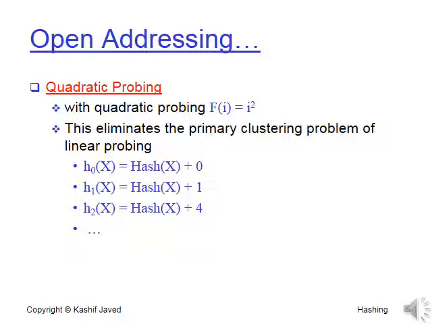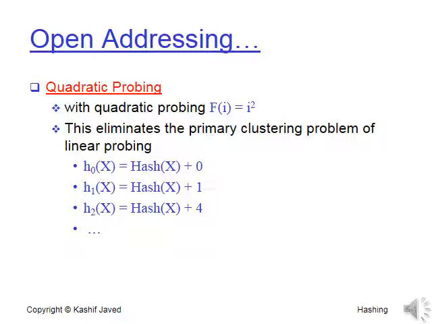Quadratic probing eliminates linear probing's primary clustering problem. Since in linear probing the collision function is linear, similarly in quadratic probing the collision resolution function is quadratic. A popular choice for the quadratic function f of i is f(i) = i squared. This approach eliminates the primary clustering problem of linear probing.